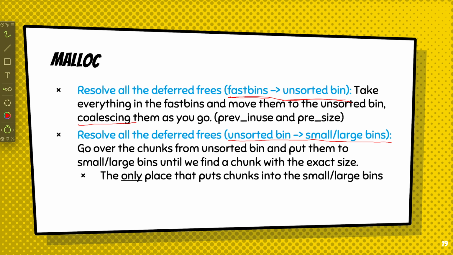All right, so starting from there, we already moved fast bins to unsorted bin, and then we move chunks from unsorted bin to small and large bins. The way it works is that we go over the chunks from unsorted bin and put them into small and large bins until we find a chunk with the exact size. We put chunks into bins with the exact size. That is a very important keyword. It's the same size. This is the only place where you put chunks into the small and large bins.